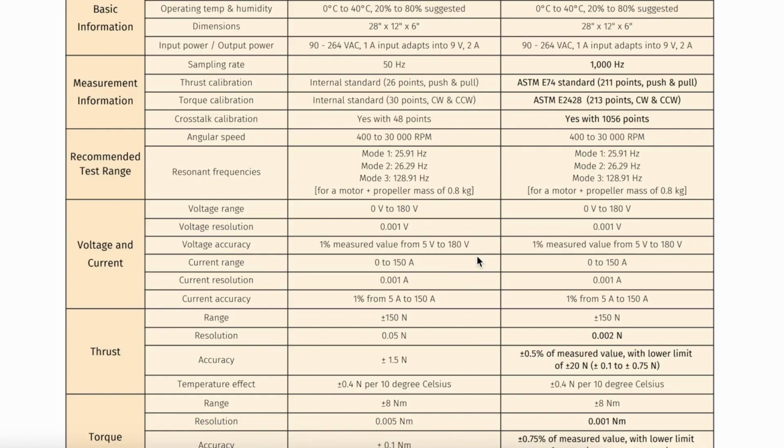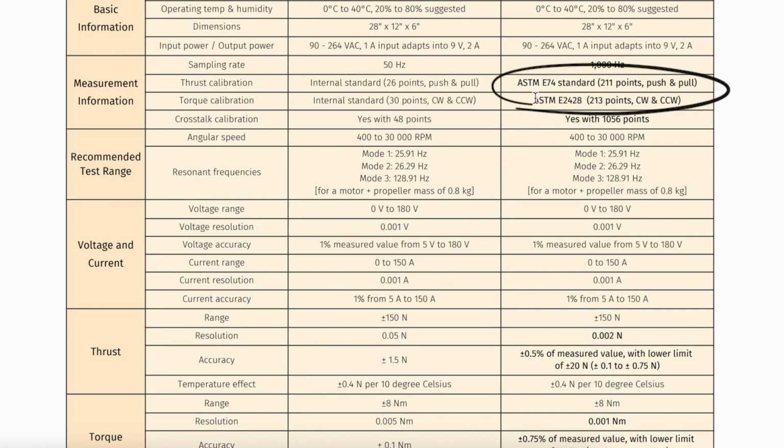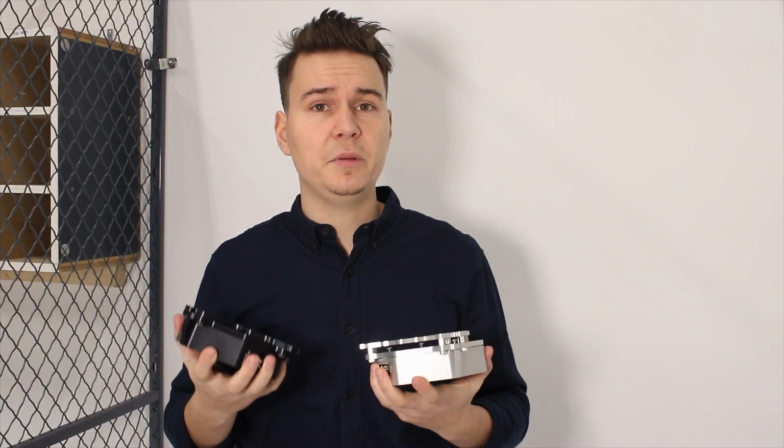Another key difference is the calibration standard. The standard version of the tool has an internal calibration standard with 26 points for thrust and 30 points for torque. The Pro version comes with an ISTM calibration standard with over 200 calibration points. This allows us to have extremely precise measurement, which leads me to my next point.